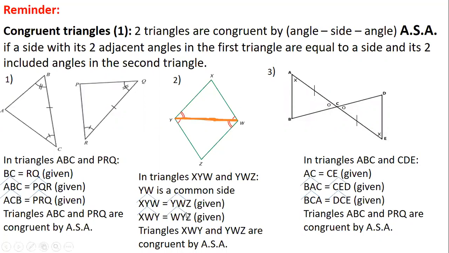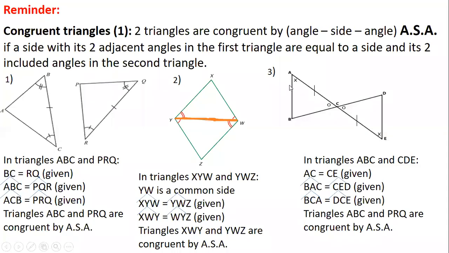So we have written the elements given. Read the ending sentence, Hassan. Triangles XWY and YWZ are congruent by ISI, angle, which side, angle. ISI? Hassan, you are in the school of ISI. They are ASA, Hassan. Okay? Yeah. Thank you, Hassan.